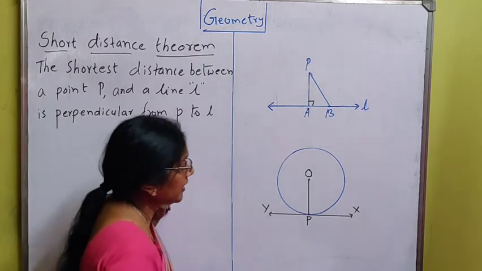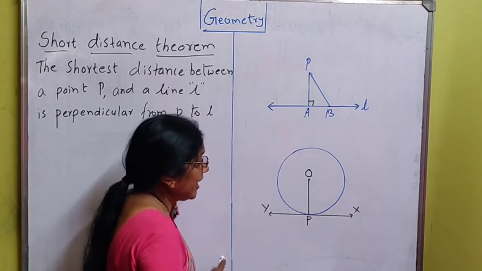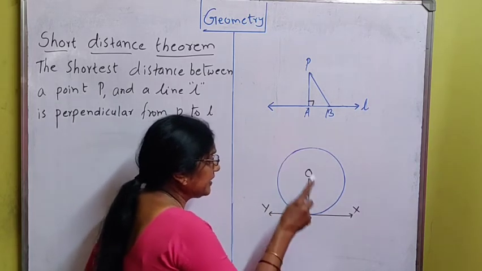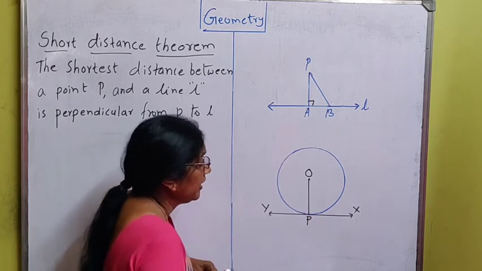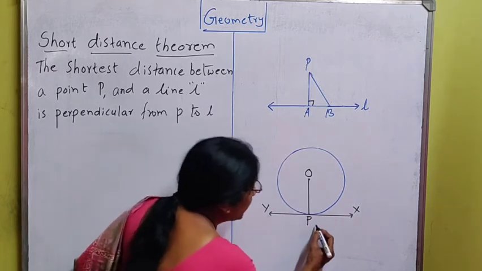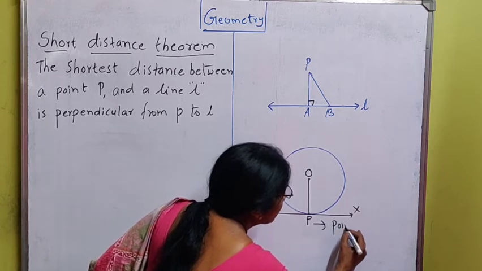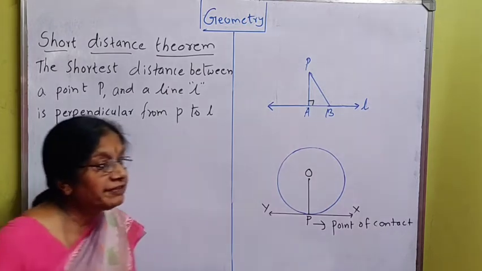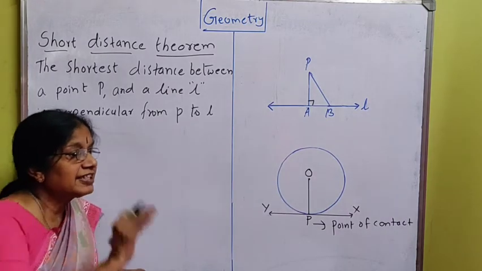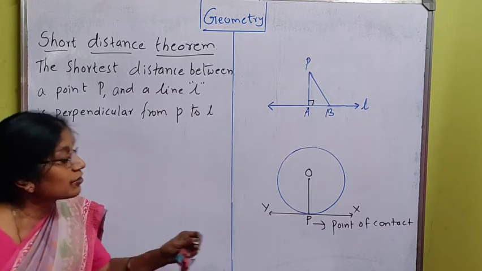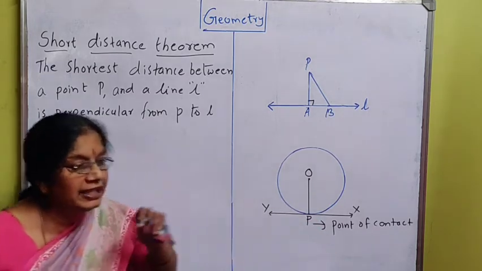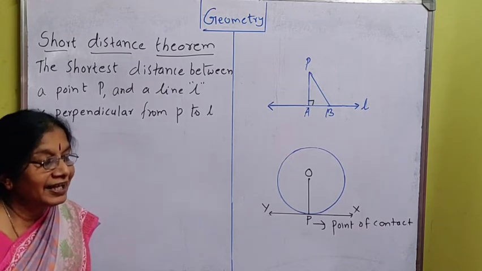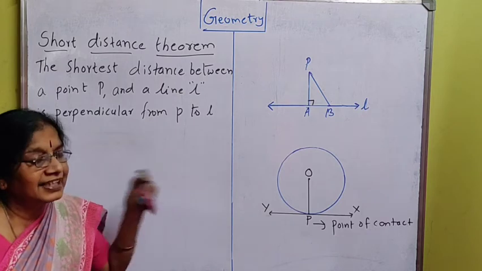Before I go to that theorem, there is a very important point. I told you that the tangent touches the circle at one and only one point. Here the point P is given, and that point P is called the point of contact. So in a tangent, there is a point of contact. The point which touches the circle is called the point of contact. This word is very important. Let us now see the theorem regarding the tangent and the circle.